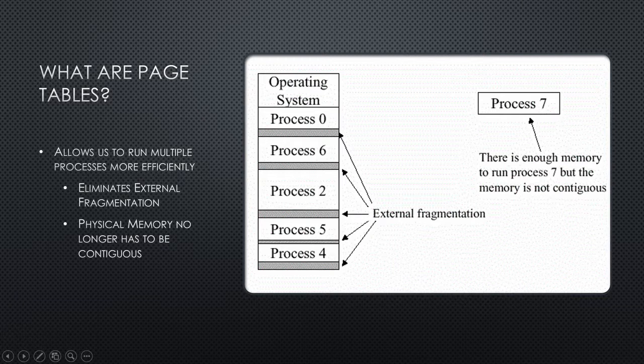In the picture, let's say that the total amount of memory in these external fragmentation holes is enough for process 7 to fit. However, the allocated memory will not be next to each other, or the memory will not be contiguous. Page tables basically say that this non-contiguous allocation of memory is okay.